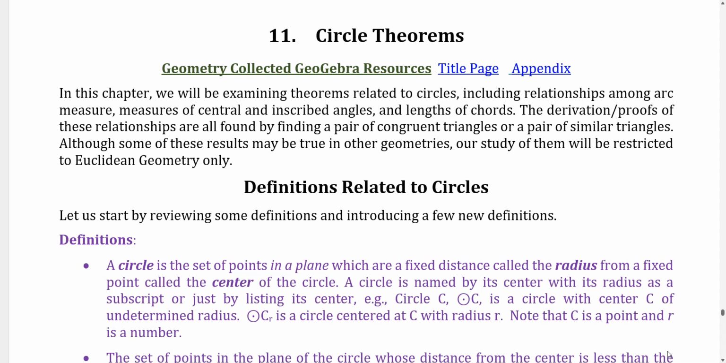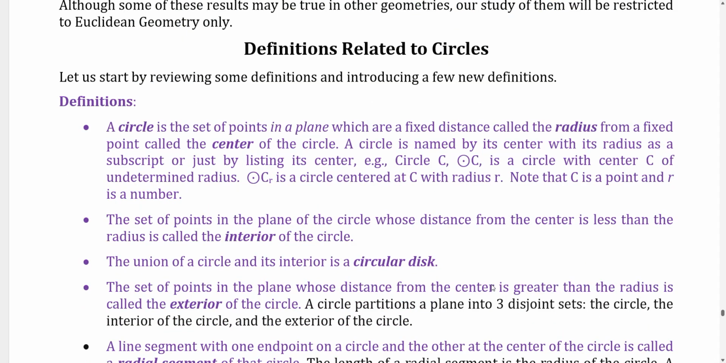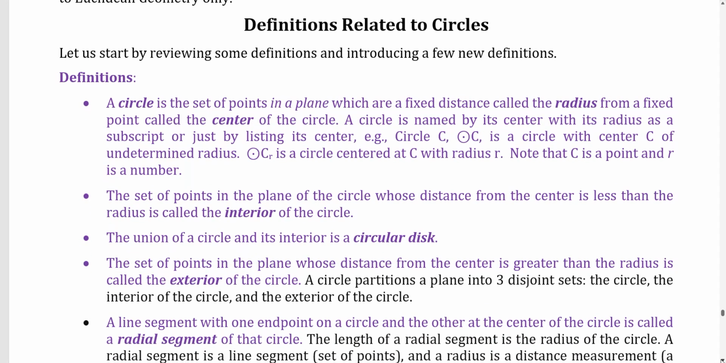Our study in this chapter, in fact for pretty much the rest of the course, is all going to be restricted to Euclidean geometry only. So let's start with some basic definitions. Some of these we've seen before, but let's review them and maybe add a couple of new things along the way.